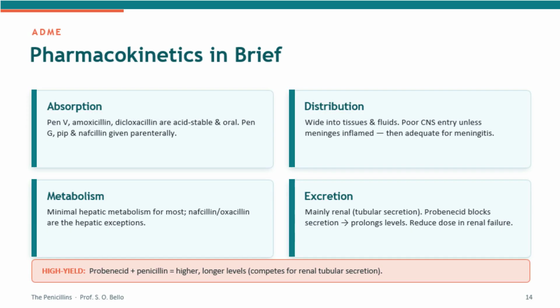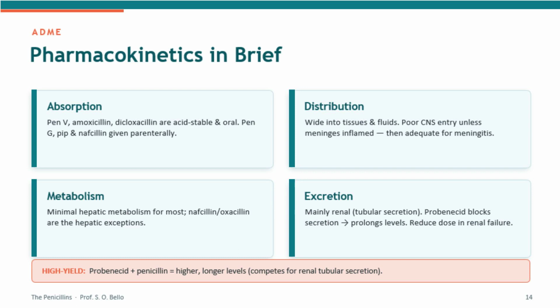Distribution. They spread well into most tissues and body fluids, but they cross into the central nervous system poorly when the meninges are healthy. The clinically useful twist is that when the meninges are inflamed, as in meningitis, penetration improves enough to treat the infection. Metabolism. Most penicillins undergo little hepatic metabolism, the exceptions being nafcillin and oxacillin.